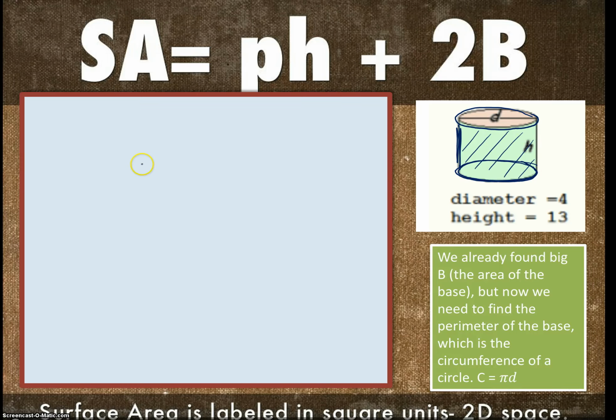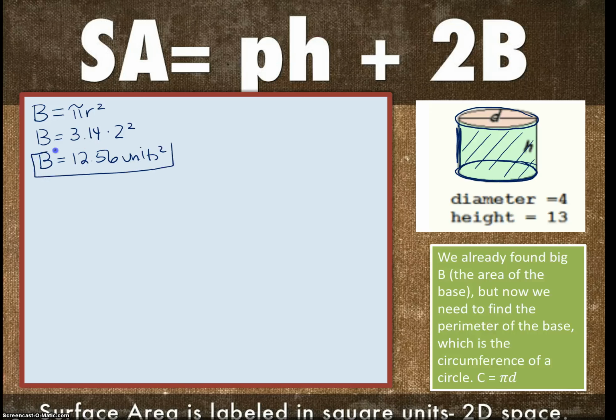So we already found big B in the last problem to be 12.56. If you forgot, you can certainly start from scratch and get 3.14 times 2 squared, 3.14 times 4. So the base would be 12.56 units squared. We already found that in the previous problem, but this is the more difficult part.